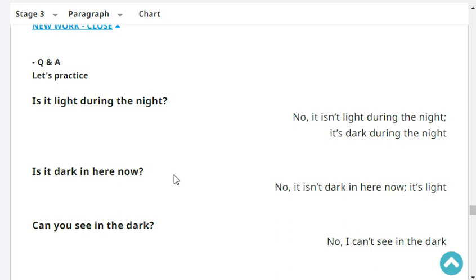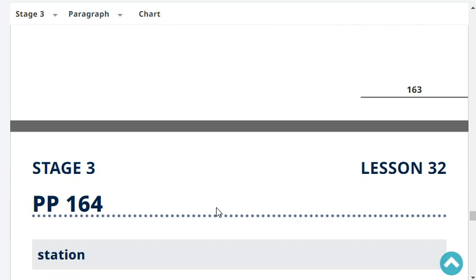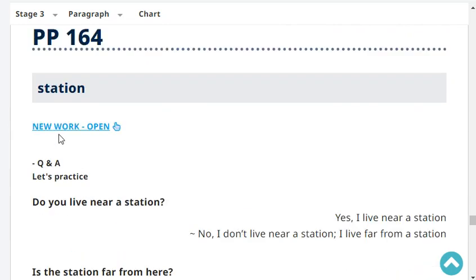Is it dark in here now? No, it isn't dark in here now. It's light. Can you see in the dark? No, I can't see in the dark. Very good. Okay, next repeat.